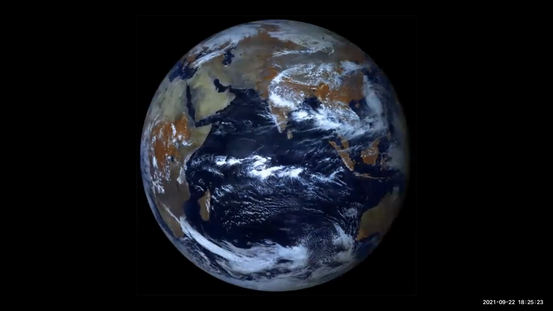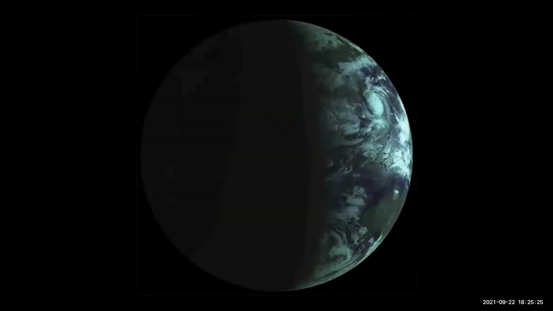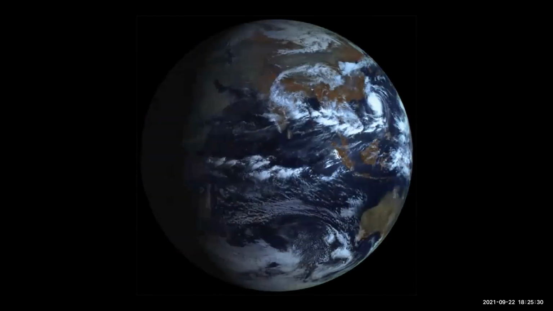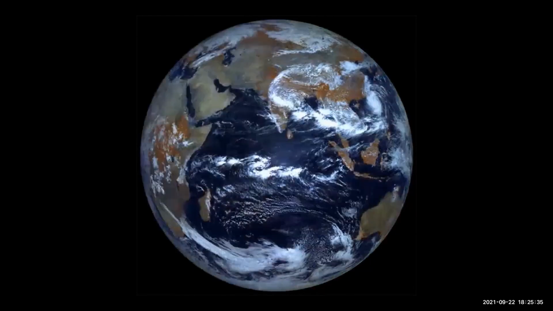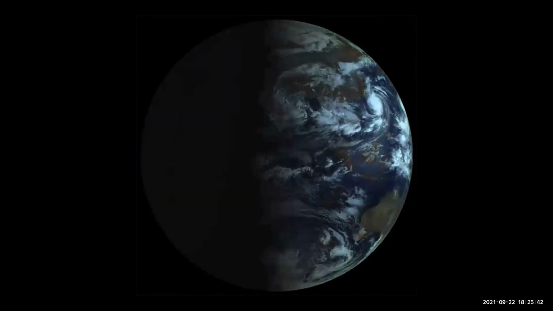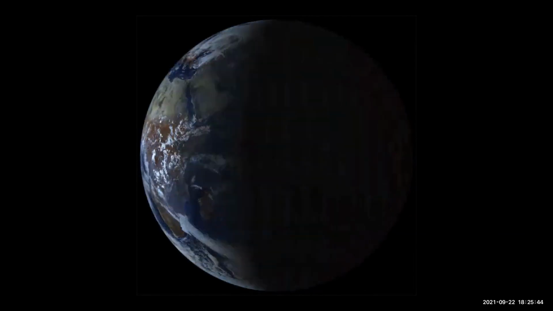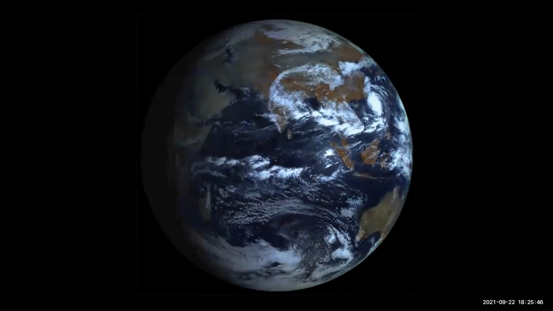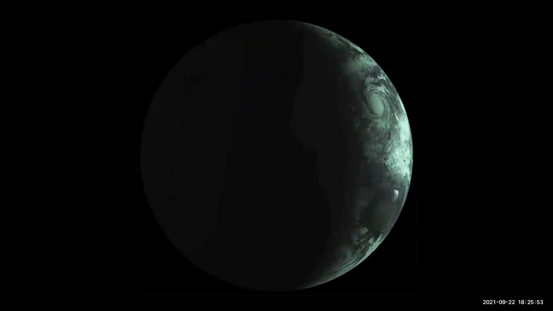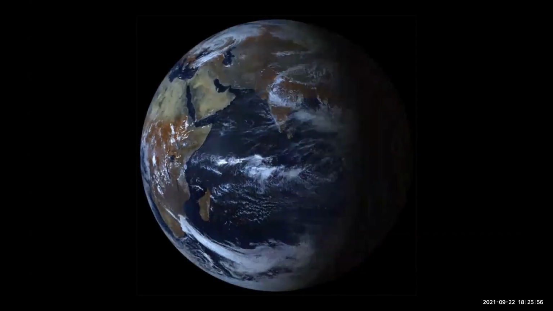So what you're noticing here in this image is that what we call the terminator, the line between night and day, as it goes across the Earth, actually goes straight up and down. That's because the poles of the Earth are parallel to the sun on this day, not tilted towards it like in the summer or tilted away like in the winter. And so on this day, the hours of daylight and darkness are about equal in length. That's where the term equinox comes from, for equal hours of daylight and darkness.